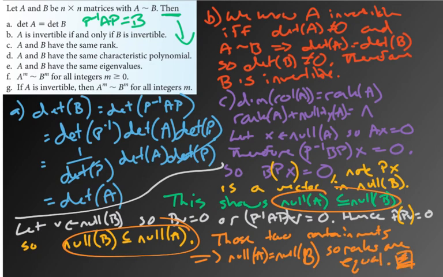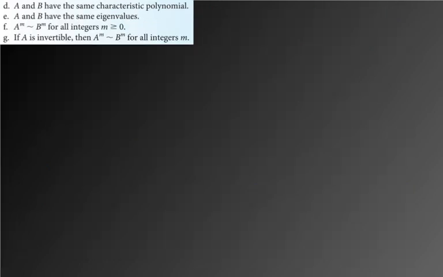So just enough room. But that's the idea on that one. Basically, a common trick is just to work with the null space instead of the rank because it's typically a much easier thing. All right. So D just involves the characteristic polynomial.